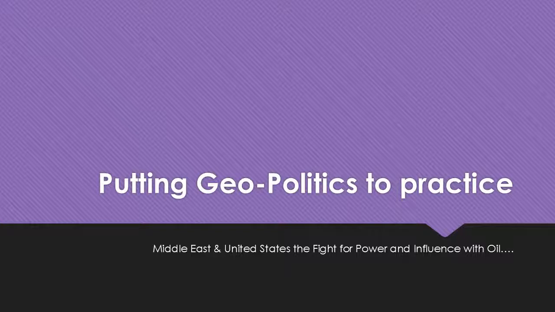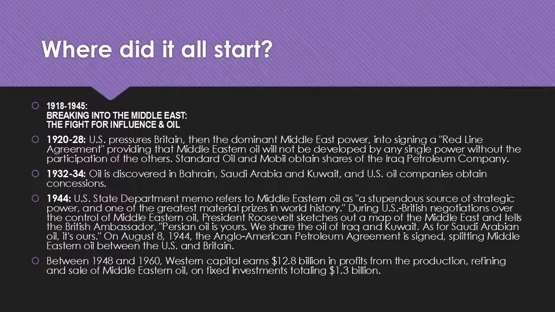So now we can put geopolitics into practice. We understand that geography has to do with politics. We understand that there's an idea of neo-colonialism, that we're trying to get a dominant hegemonic position over other nation states through the financial system and through natural resources. So we're going to look at natural resources and how they influence the way we interact with others, especially the United States and the Middle East. So where did it all start? It started all the way back in 1918. We broke into the Middle East, and we had this fight for the oil.